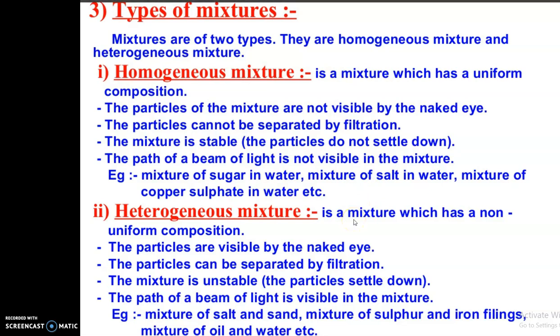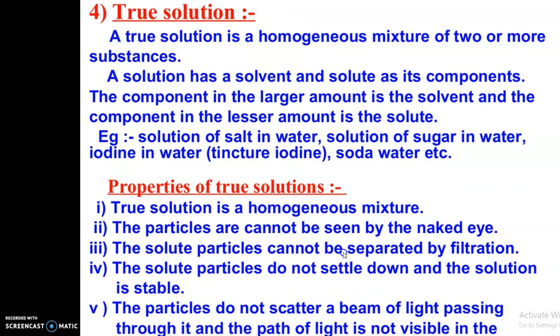Whereas a heterogeneous mixture is a mixture which has non-uniform composition. We can see the particles with the naked eye, and it can be separated by filtration. It is unstable. The path of the beam of light is visible in this. A mixture of salt and sand, a mixture of sulfur and iron filings. These are the examples for this.